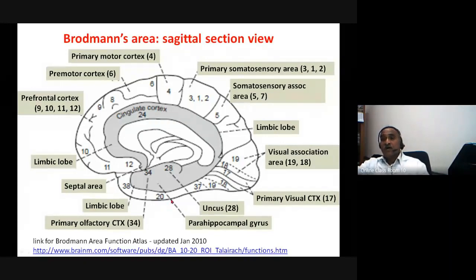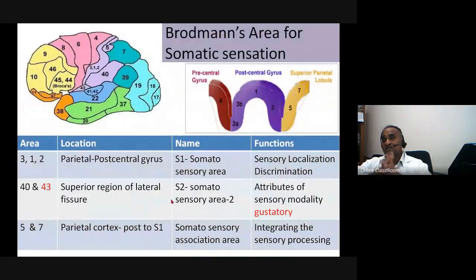Okay, so now with this broad idea, I just move on, because it's not enough for me to know just the mapping or surface location of these areas. More than that, what those areas mean to us, that is an important aspect. You know what I'm talking about.